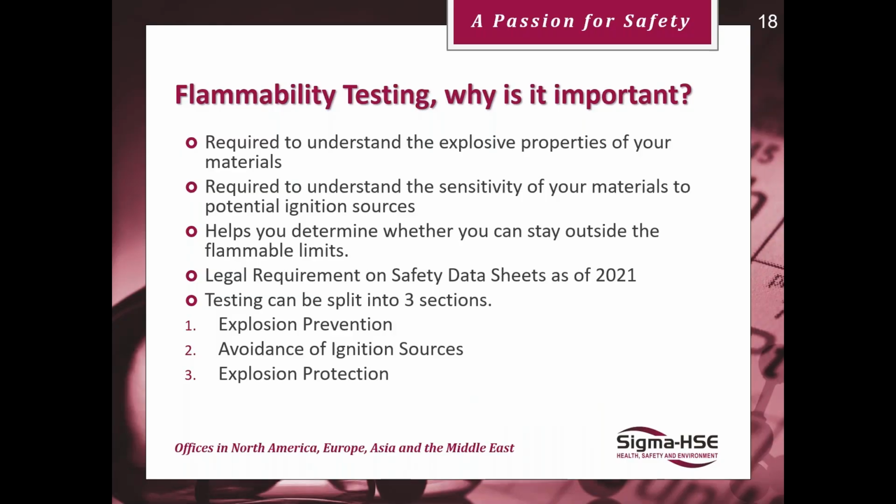The testing that we do, as I said, with the type of basis of safety, can be divided into three sections: testing for explosion prevention, testing for avoidance of ignition sources, and testing for explosion protection. And sometimes it's good to have, say, the avoidance of ignition sources data to see what sort of animal you're working with.